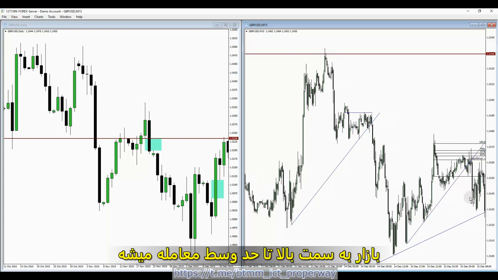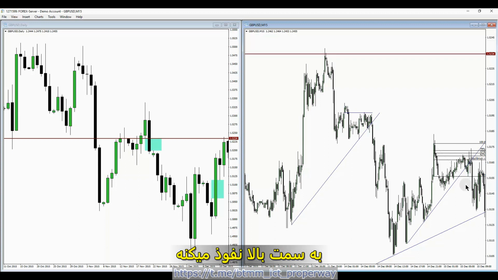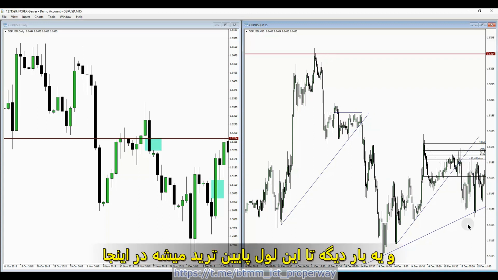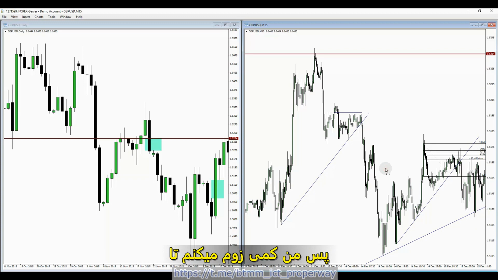Market trades up into the equilibrium. One more time, pierces the high, turtle soup. Sells off, and it trades one more time down into this level in here. So I'm going to zoom out a little bit to a 30-minute chart.